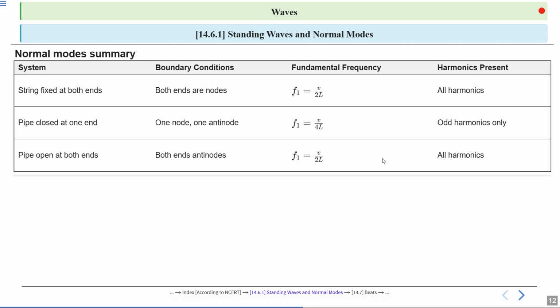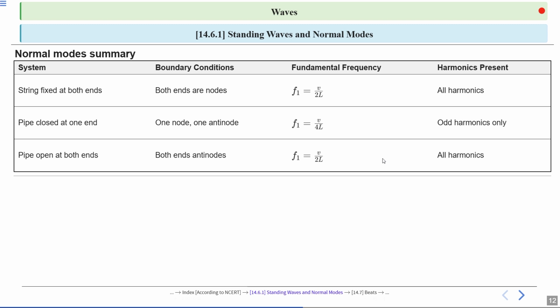So in vibrating systems, boundary conditions affect sound production. A string fixed at both ends has nodes at both ends producing all harmonics with a fundamental frequency of f1 equal to v divided by 2l.